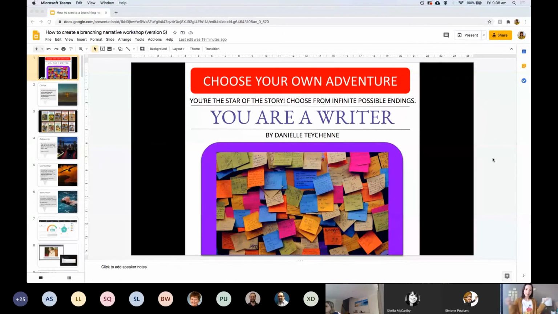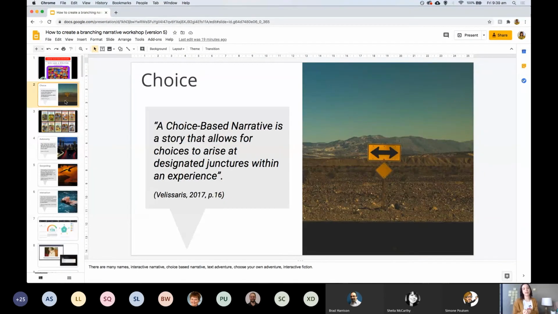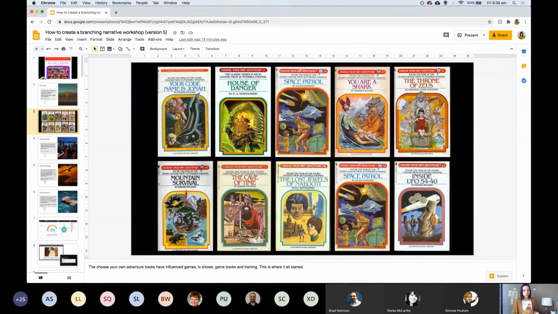Cool. So choose your own adventure narratives, or choice-based narratives. There are many different terms for them. It allows you to make choices. There are designated junctures within an experience. Probably the earliest version was the Choose Your Own Adventure books. You may have used them, but they've influenced games, TV shows, and now education. So this is where it all started.